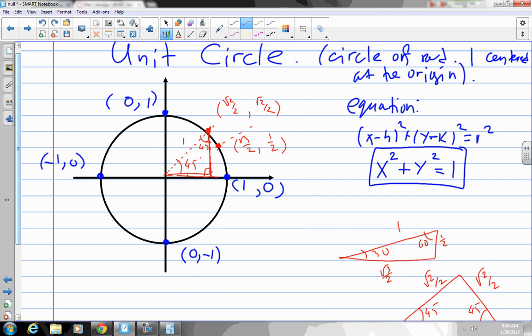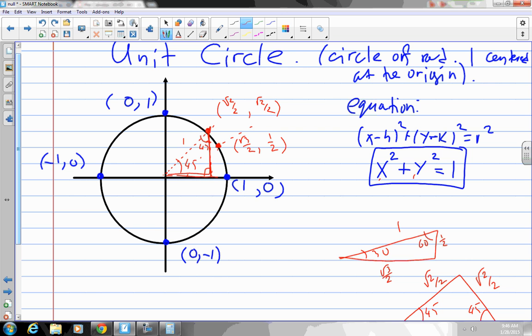And again, if you take that point and you plug it into my formula for the circle, square root of 2 over 2 squared becomes 2 over 4, which is 1/2. So you have 1/2 plus 1/2 equals 1.